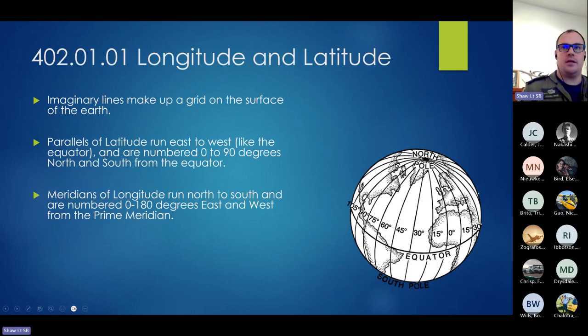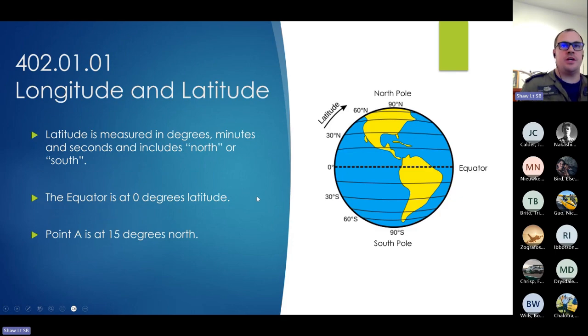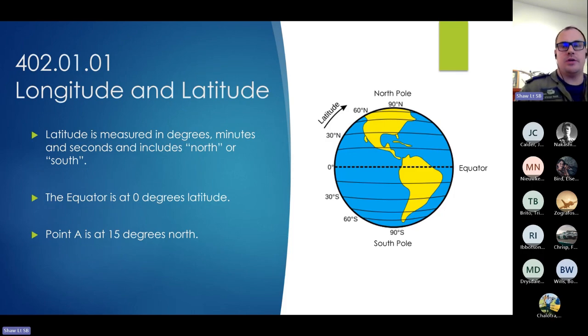So because of that, there's a couple things we've got to do. Latitude is measured in degrees, minutes, and seconds, and includes north or south. So remember the equator for parallels of latitude is 0 degrees. And it's measured up to 90 degrees north and up to 90 degrees south of the equator. So you'll see it as 90N and 90S. That's how you'll see it notated on a chart or something like that, or GPS coordinates. You'll see 30 degrees north. Point A, we're going to talk about point A here in a little bit. So any questions on latitude and how it's measured?